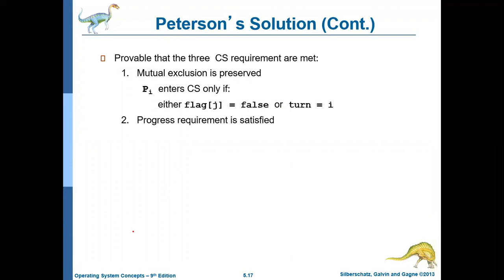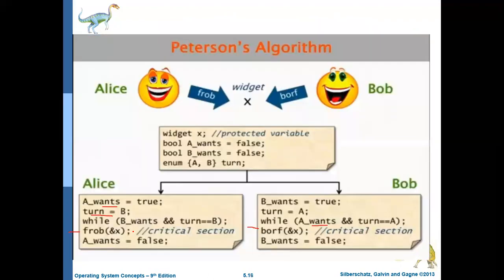And progress is also satisfied. So that problem will not happen, where first Alice should enter, then Bob, then Alice, then Bob. That problem will not come. Assume that currently Alice wants to enter the critical section and Bob doesn't want to enter. Then B wants will be false, so obviously Alice will enter the critical section, and again Alice will set A wants as false and come out.